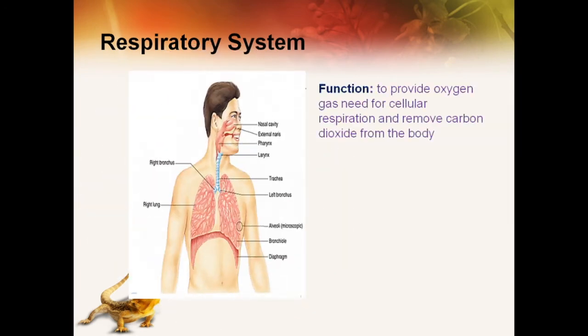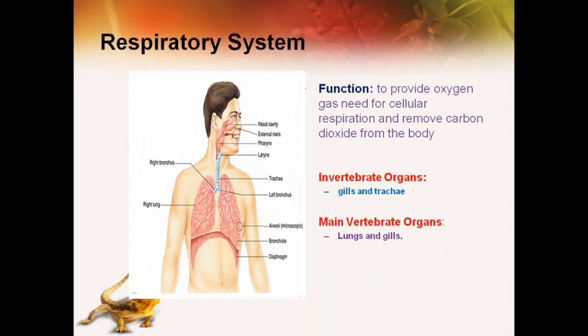Respiratory system is a system which provides oxygen gas which is needed for cellular respiration, and it removes carbon dioxide from the body. The respiratory organs vary in invertebrates and vertebrates. In invertebrate organisms, the respiratory organs are gills and trachea, while in vertebrates, the respiratory organs are lungs and gills.